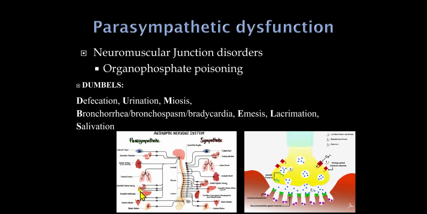Okay, if we overstimulate the bladder and the rectum, you get defecation and urination. If you overstimulate the pupil, you get miosis, that's a small pupil. If you overstimulate the lungs, you get excessive lung secretions, known as bronchorrhea, and constriction of the bronchi, bronchospasm. The parasympathetic system slows the heart, so overstimulation leads to a slowed heart rate, called bradycardia. Excessive stimulation of the GI tract causes nausea and vomiting, known as emesis. Not shown here, but the lacrimal glands are also excessively stimulated, so we get excessive tearing, which is lacrimation, and excessive salivation as well. So these are all of the features of organophosphate poisoning.